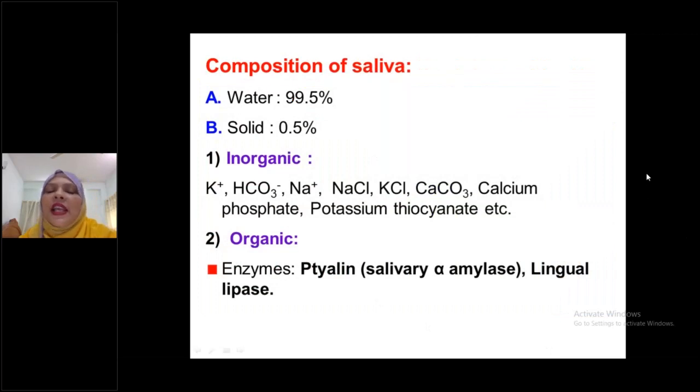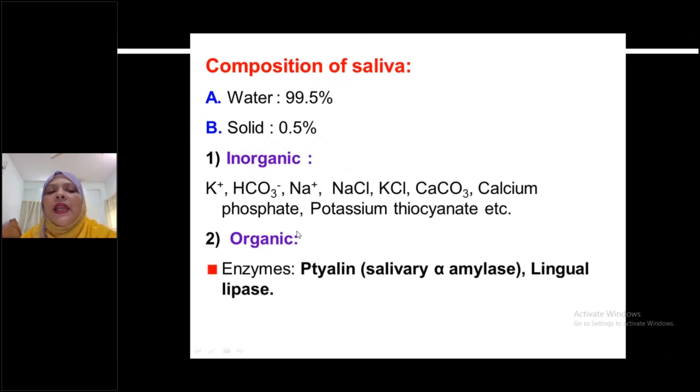Now, composition of saliva. Everything is known to you, we just want to recapitulate again. Water is 99.5%, so only 0.5% is the solid portion, inorganic and organic. Inorganic means electrolytes: potassium bicarbonate, sodium chloride, potassium chloride, calcium carbonate, calcium phosphate, and potassium thiocyanate. This is very important, potassium thiocyanate. So these are the inorganic components under solid substances.